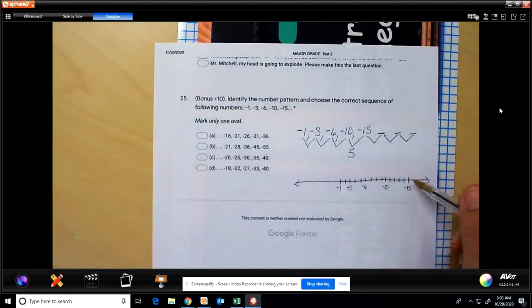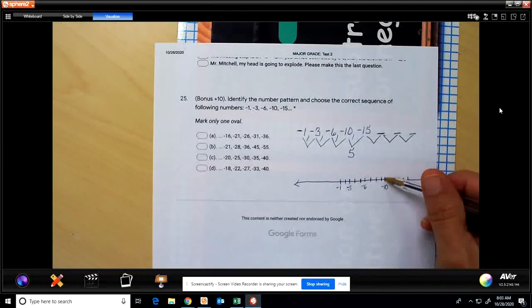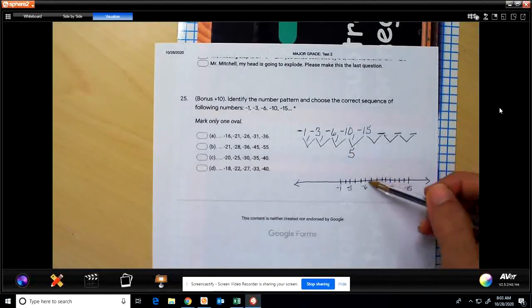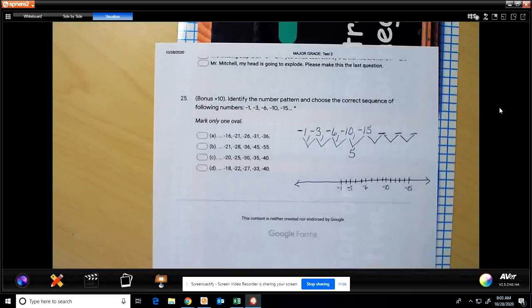So I can start counting these this way. From negative 15, I went to negative 10. So I went 1, 2, 3, 4, and 5. So that's where I got 5. Then you'd count these, and that would give you those. Anyways, that's about how I would do it.